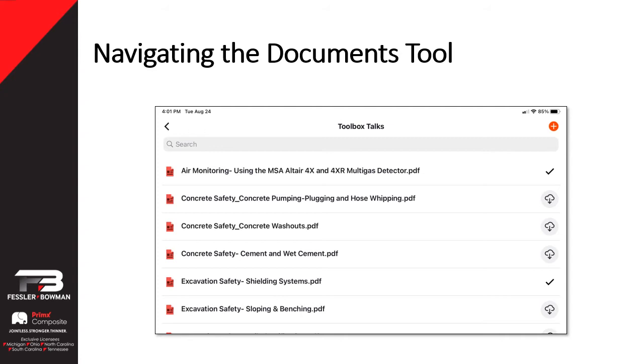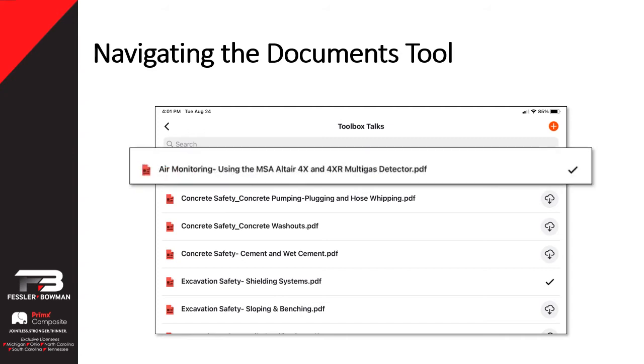To the right of each of the titles of the Toolbox Talks, you can see some of them have a check mark, some of them have this little cloud icon. The check mark means that they've been downloaded to the tablet at some point in the past. The iCloud emblem that you see there just means it has not yet been downloaded and that you would want to download it. To use the Toolbox Talks, you do have to download them.